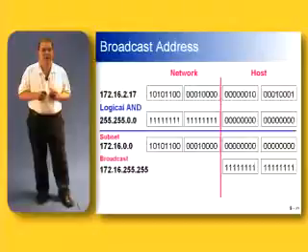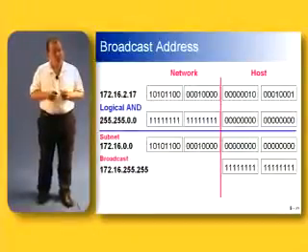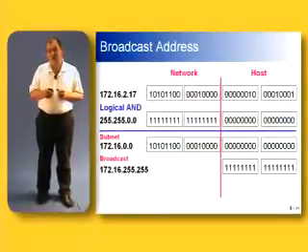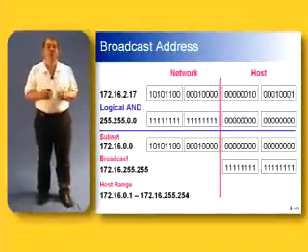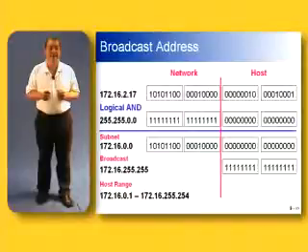If I send anything to that address, it'll go to every host on network 172.16.0.0. Okay, if we've got the subnet address and the broadcast address, then we can tell what the applicable host range for this particular subnet is. It's one after the subnet address and one before the broadcast address.